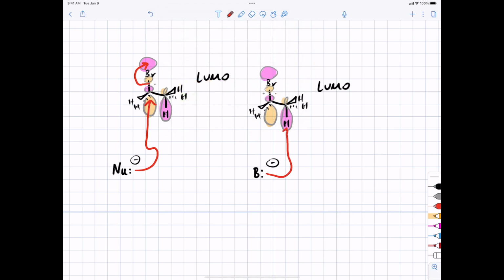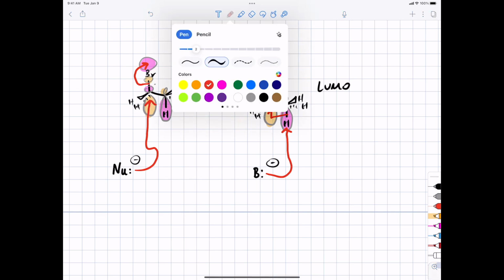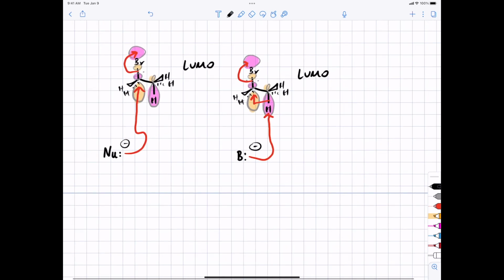Now, what do you suppose is going to happen if the base attacks the beta proton? Yeah, a base removes a proton, right? If you remove this proton, then what do you think is going to happen to the electrons in the carbon-hydrogen bond? They're already lined up with the sigma star, right? So they could just dump completely into that sigma star, and then the leaving group leaves.